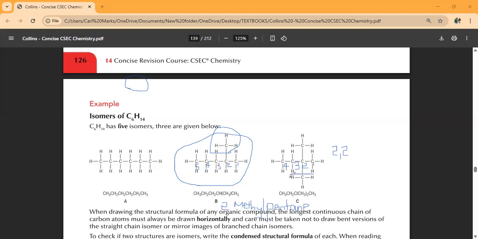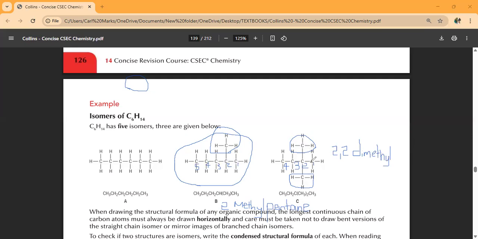How many methyl groups do we have? 1 here and 1 here. 2. So what we do is put dimethyl, to represent the 2, because you have 2 groups there. Dimethyl. And what is our longest chain we are left with?